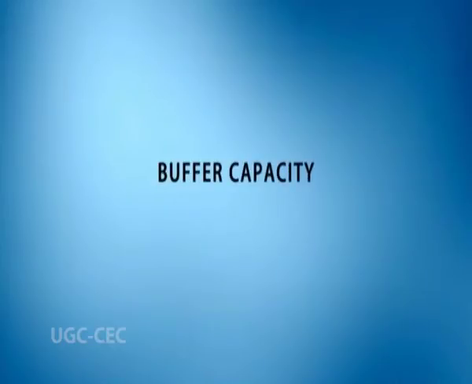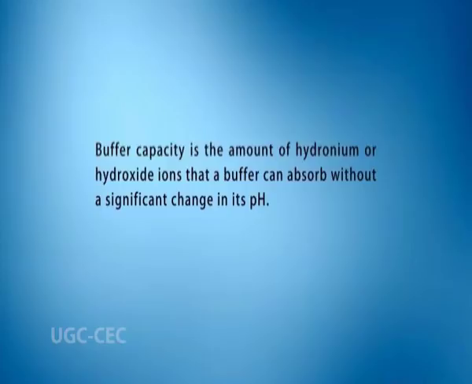Coming to buffer capacity. For a given buffer solution, there is a working pH range and a set amount of acid or base that can be neutralized before the pH will change. The amount of acid or base that can be added to a buffer before changing its pH is called its buffering capacity. That is, buffer capacity is the amount of hydronium or hydroxide ions that a buffer can absorb without a significant change in its pH. We have already mentioned that a pH buffer is an acid-base shock absorber.